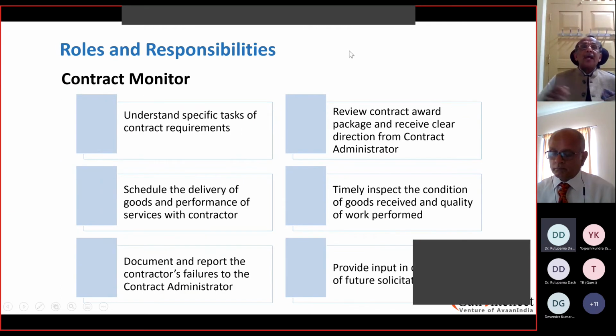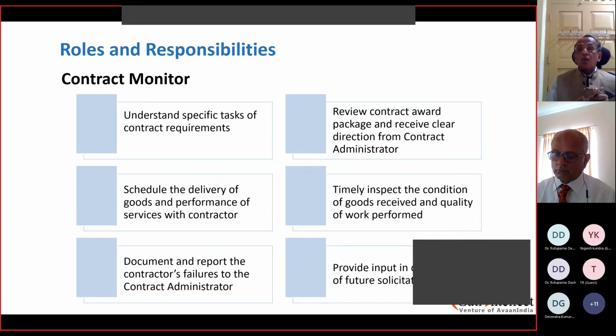Now let's look at the contract monitor. The contract monitor understands specific tasks of contract requirements. If he does not understand, if he has any clarification, he has to go back and get it clarified. There cannot be any room for ambiguity. He has to have clear-cut knowledge as to what tasks and responsibilities he is entrusted with.